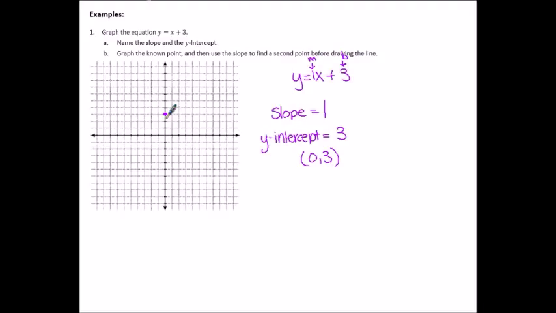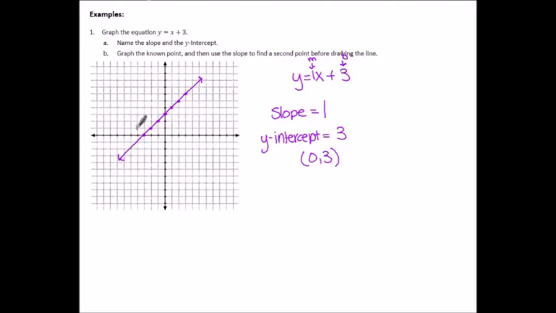So if our slope's 1, that means we can go up 1 and over 1 and plot a point. Up 1 and over 1, plot a point. You can also go down 1 and over 1 the same way, and then we can simply just draw our line through our points, and we have our line just by using slope-intercept form.